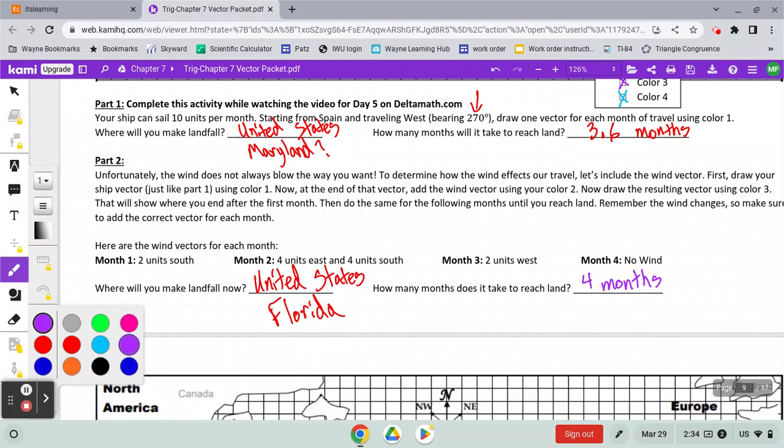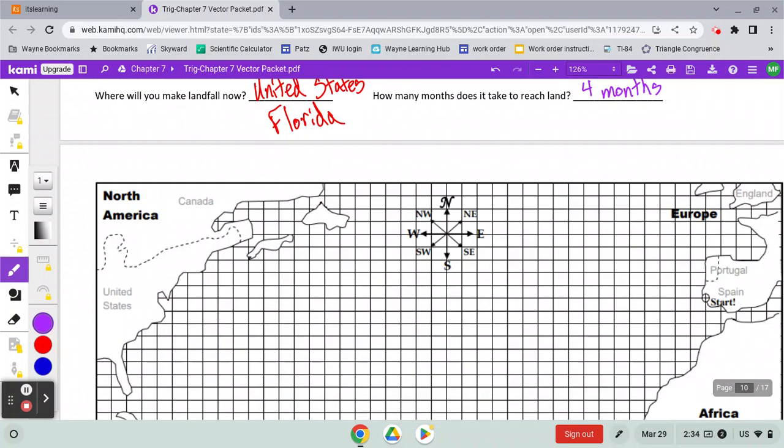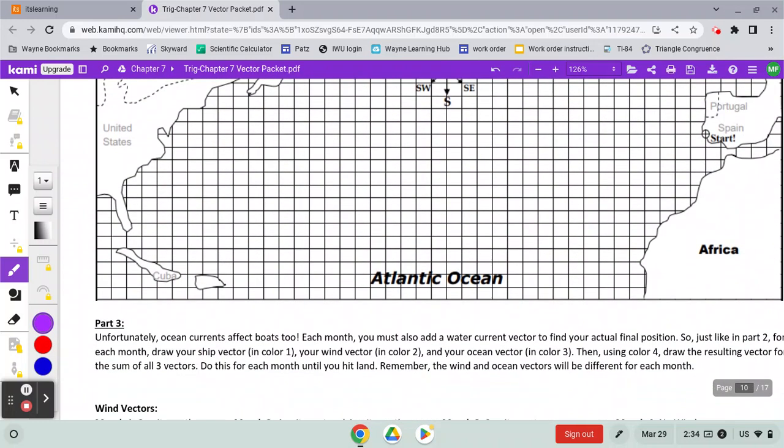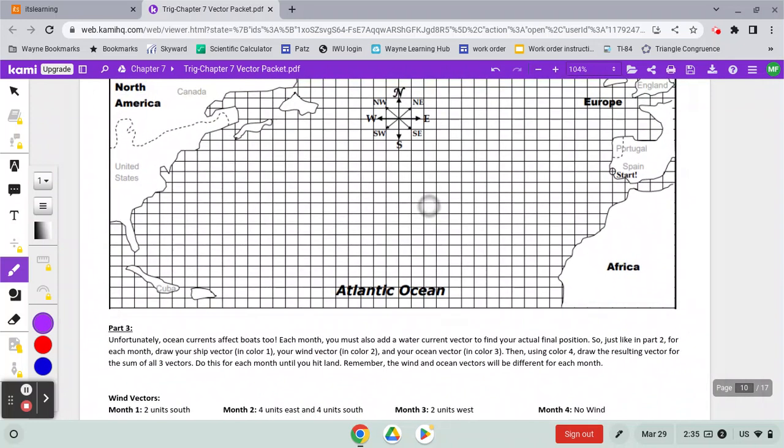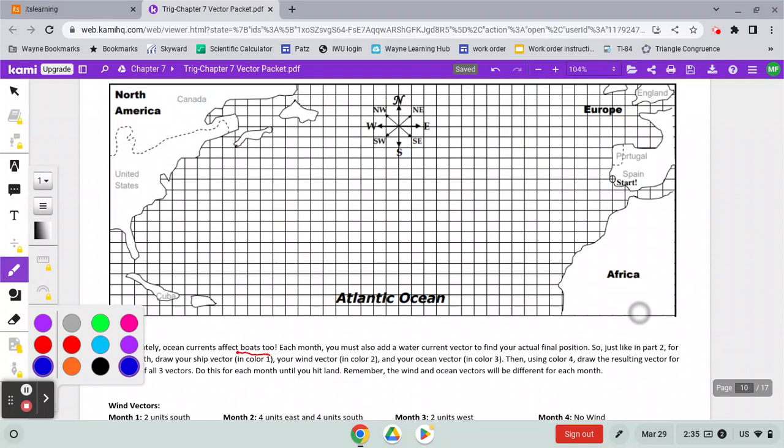All right. So now go ahead and flip it over to the back, and on the back, I forgot to put a color key, so let's make sure we label as we read this. It says, unfortunately, ocean currents affect boats too. Each month, you must also add a water current vector to find your actual final position. So just like in part 2, for each month, draw your ship vector in color 1. So I'm going to draw that in red. Your wind vector is in color 2. That'll still be blue.